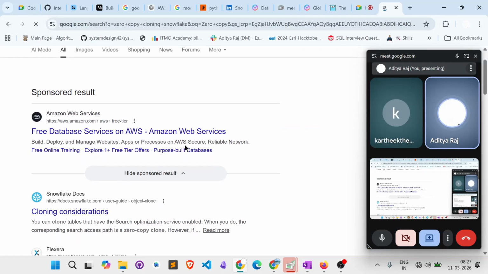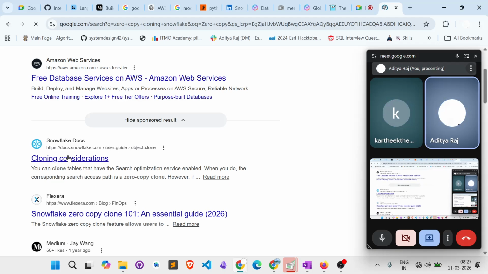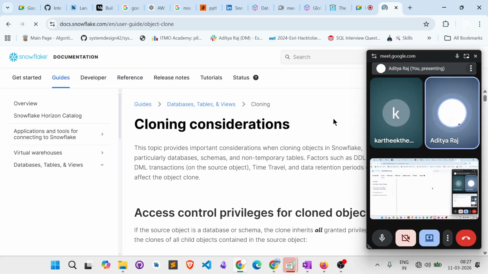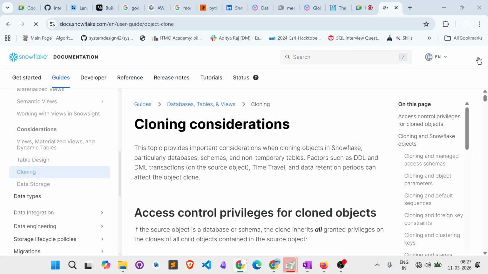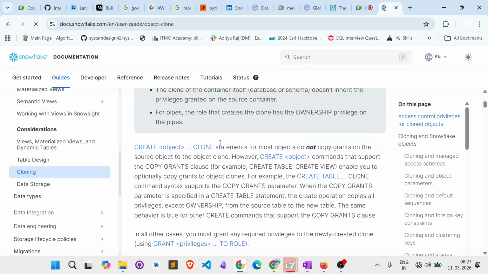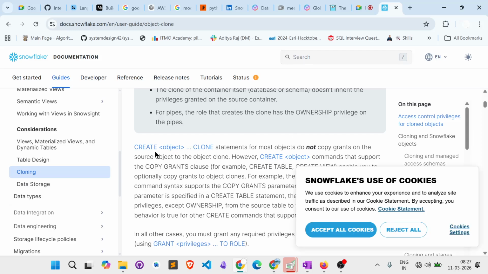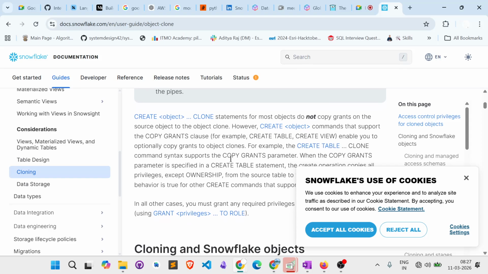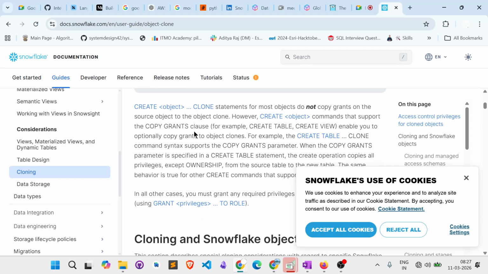This can be asked in an interview also. Although it's not a very difficult thing, you can refer to the Snowflake documentation as well for reading all the types of things. Here you can see, clone statements for most objects do not copy grants on the source object to the object clone. However, the create command supports all the things.